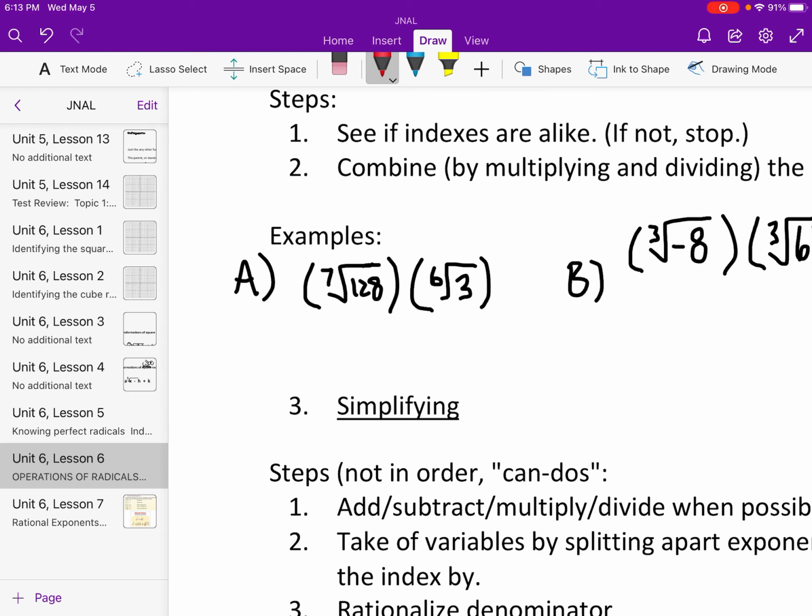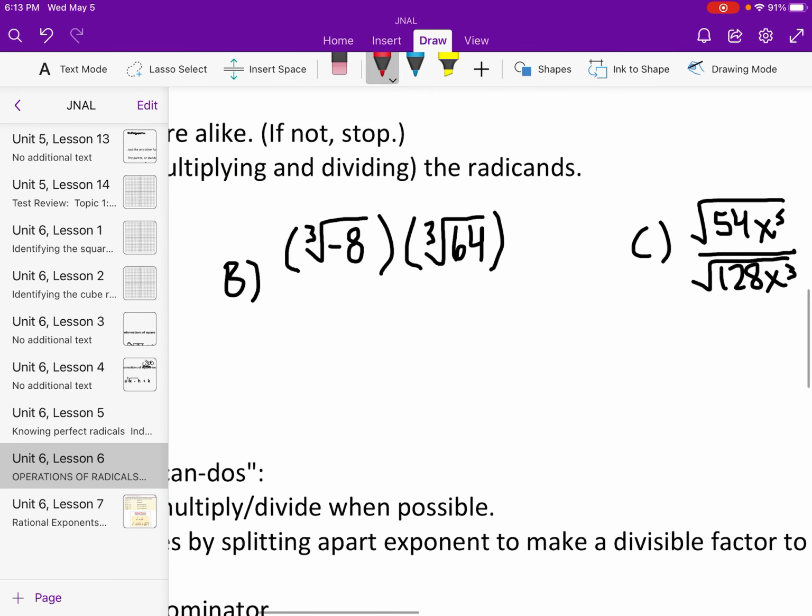Are the indexes alike? No, 7 and 6, so we cannot do anything there. It doesn't matter that the 128 and 3 are different, the 7 and 6 are different. For this one, they do have like indexes. We can see it's a cube root, or just third root.